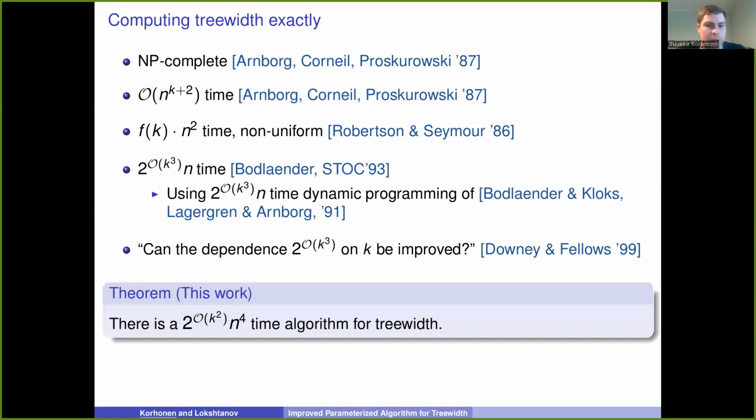before this work. So what we show in this work is that there is a 2 to the O of k squared times n to the 4 time algorithm for computing Treewidth exactly. And this is the first FPT algorithm where the dependence on k is better than the 2 to the O of k cubed given in '91 by Bodlaender, Lokshtanov, and Arborg. But of course we have a cost of very high dependence on n.